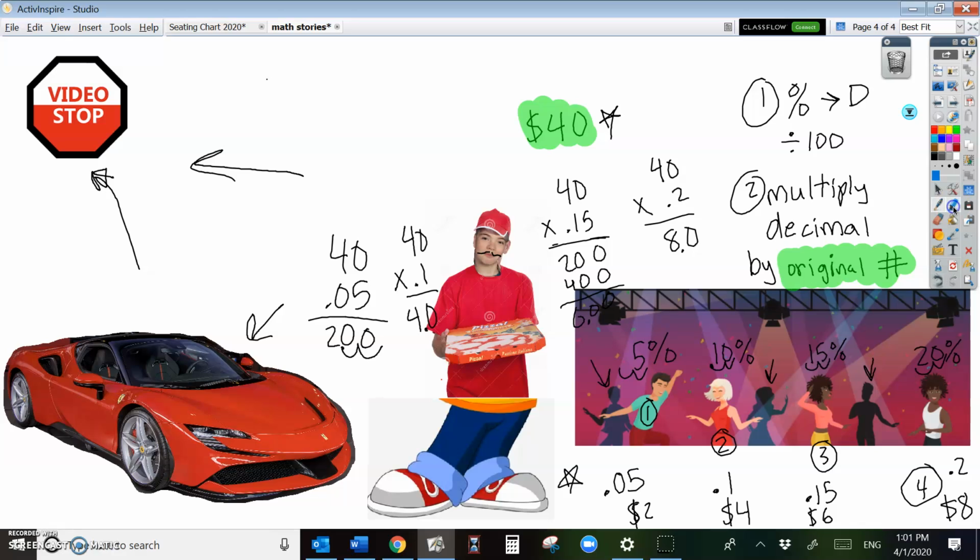Now add the money, and let's see how much you made. 2, 4, 6, and $8. 2 plus 8 is 10. 4 plus 6 is 10. 10 plus 10 is 20. So Devin made $20 in tips. Good work, Devin.